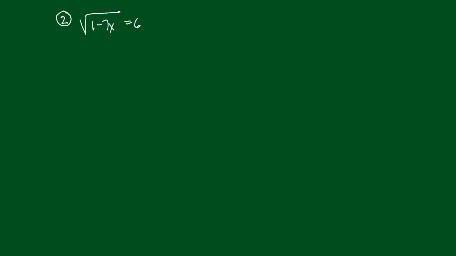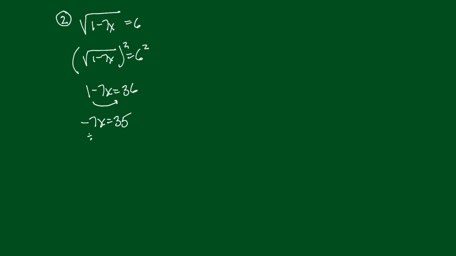Another radical equation here. So I've got the radical isolated. That means it's on one side by itself. Let's square both sides. So I'll get the quantity, square root 1 minus 7x squared equals 6 squared. Square root, the radical comes off. I get 1 minus 7x equals 36. All right, we can solve this linear equation. Let's subtract 1 from each side. We'll get negative 7x equals 36 minus 1 is 35.